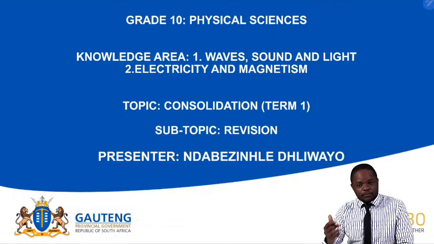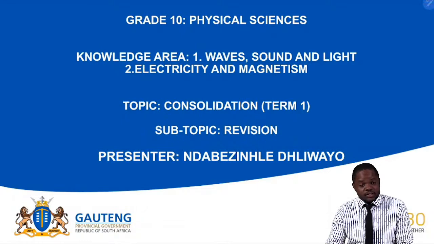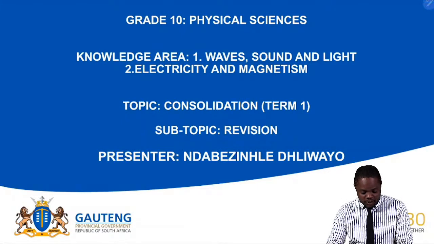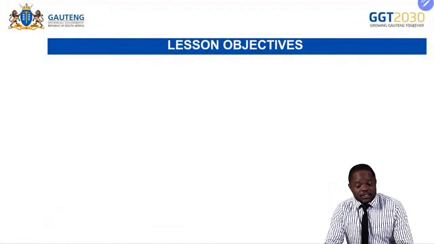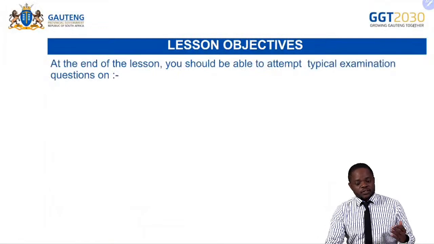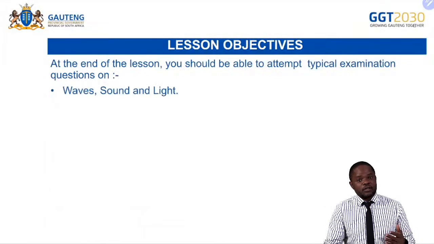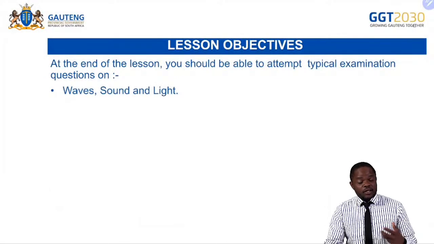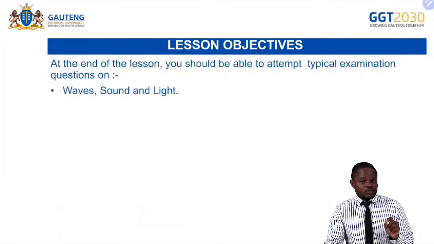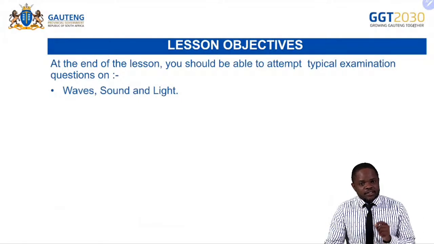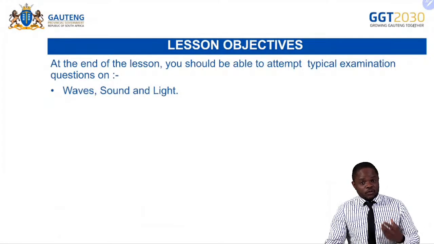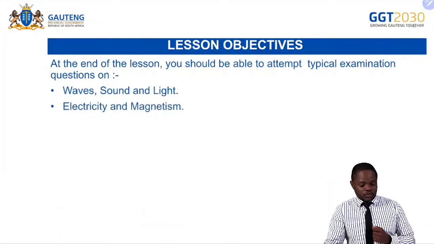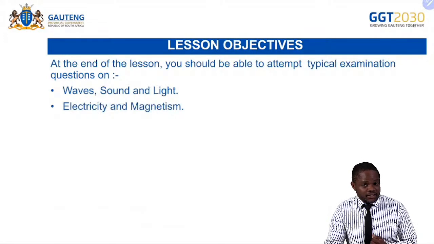In term one, we looked at waves, sound, and light, and also we looked at electricity and magnetism. So coming into this lesson, you're supposed to have knowledge of the concepts of waves, sound, and light. By the end of this lesson, you should be able to attempt typical examination questions pertaining to waves, sound, and light, and also some examination questions on electricity and magnetism.